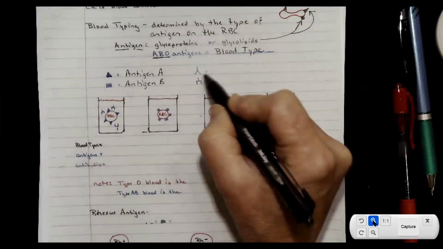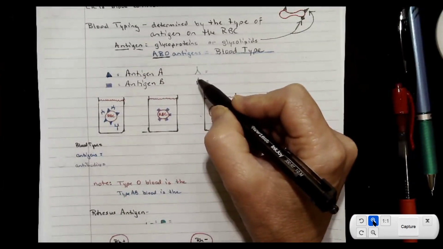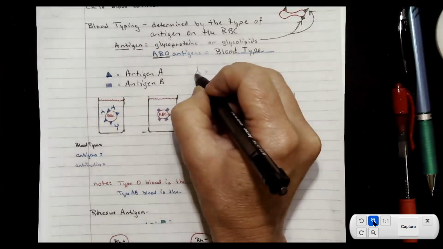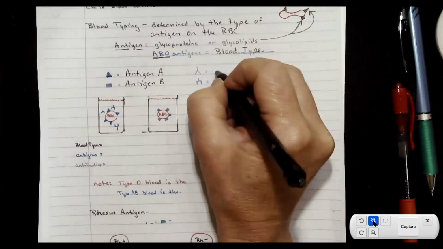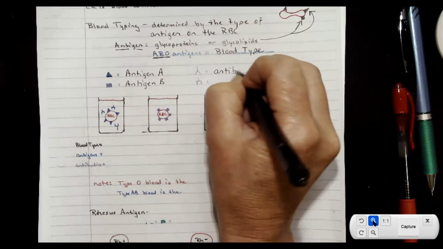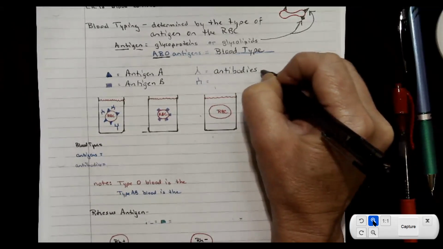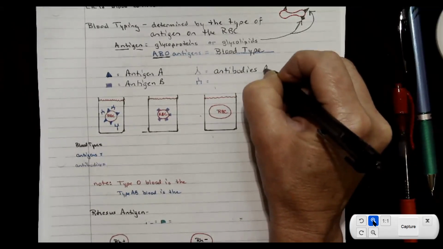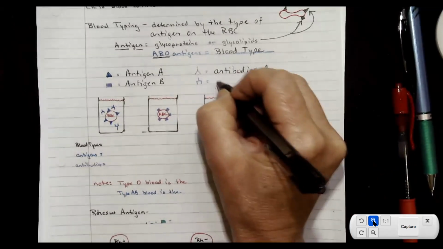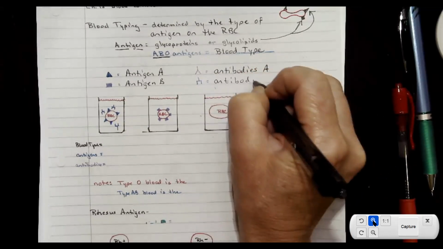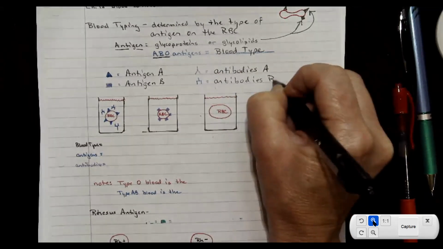And now these structures over here, these are antibodies, okay? And in this case, the one that looks like an upside down Y, I'm going to call it antibody A. And this one is antibody B.